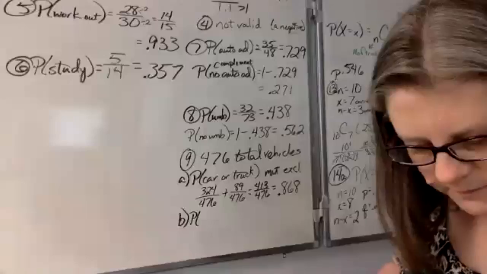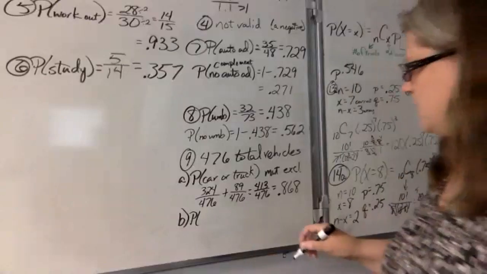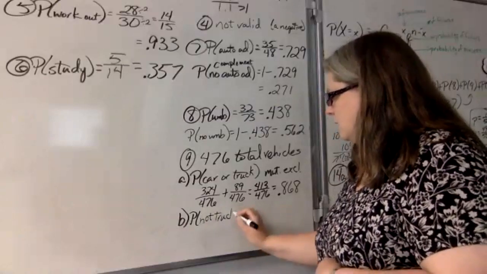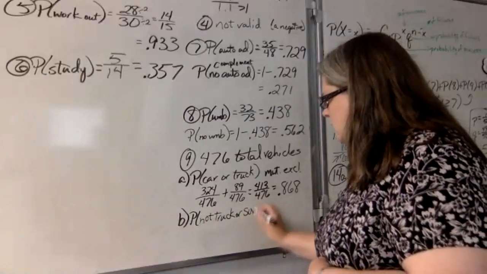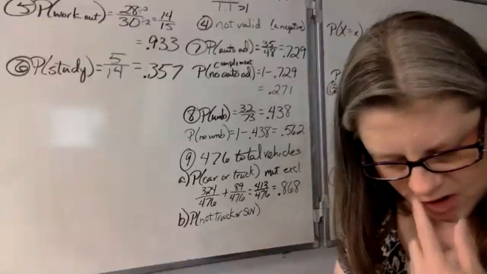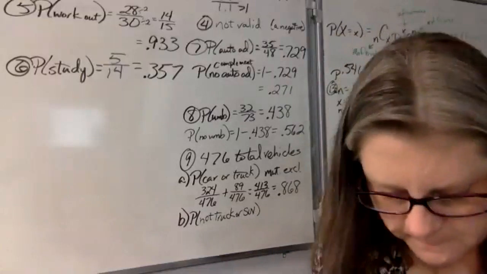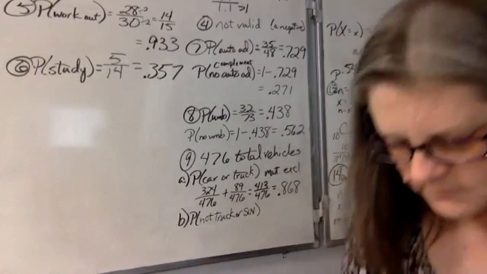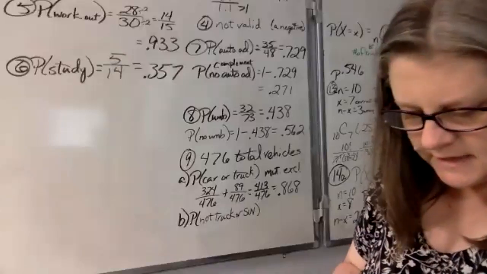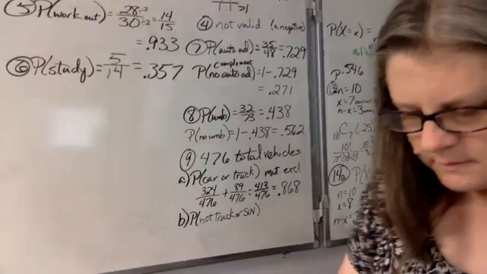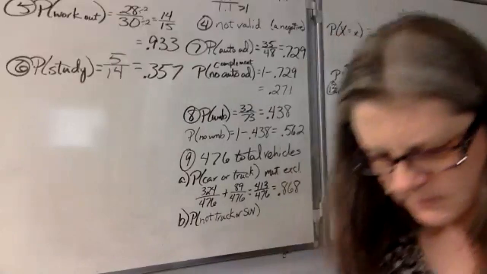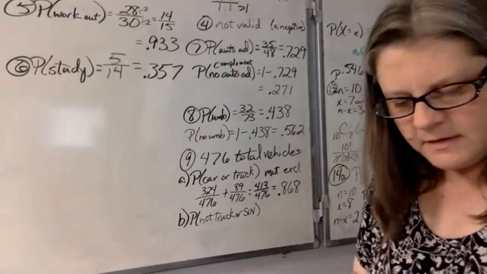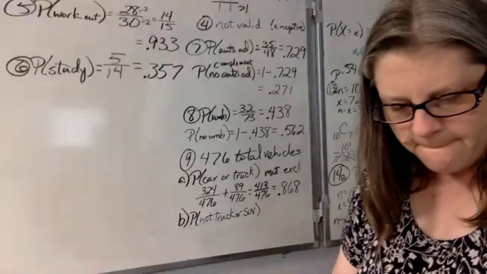Rewind. Okay, so the probability a truck or SUV will not be chosen. So that means not truck or SUV. So, how many are not a truck or an SUV? 329. 329, he says. Y'all agree with him? Yes, ma'am. Okay. You're back. Yeah. Is that right? Yeah.